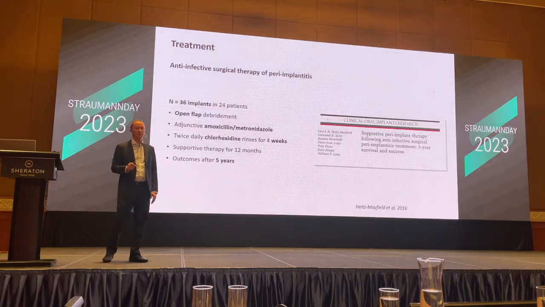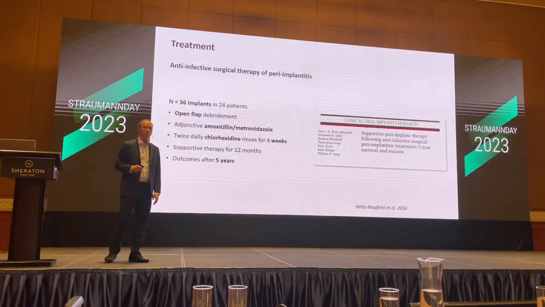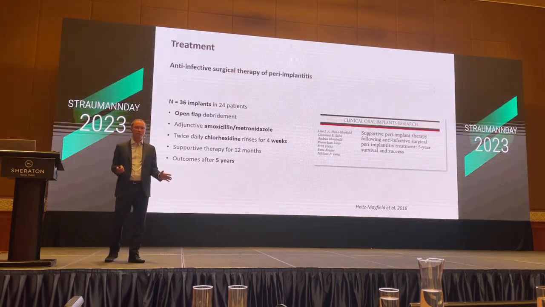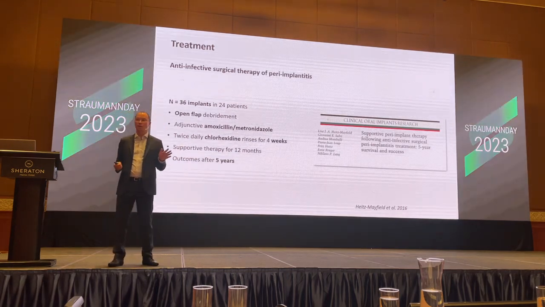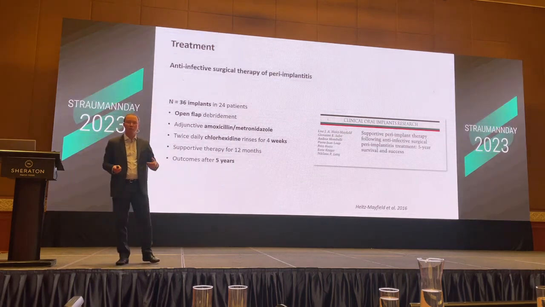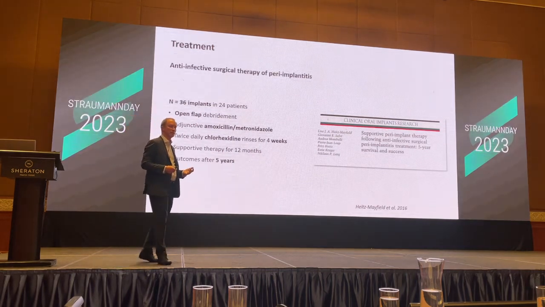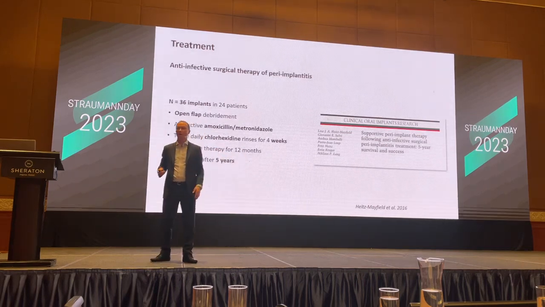So this was a multi-center study. I contributed a couple of patients to this. Multi-center study, 36 implants in 24 patients, all treated with open flap debridement, adjunctive systemic antibiotics, combination of amoxicillin, metronidazole. Then importantly, daily chlorhexidine rinses for 4 weeks. And then supportive therapy for the first 12 months on a 3-monthly basis. And then the patients went back to the referring practitioners and came back 5 years later.